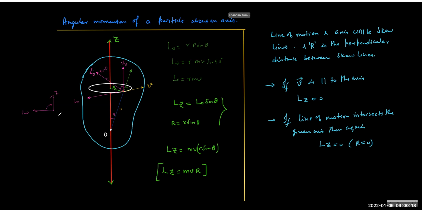So any component of velocity which is parallel to the axis will contribute nothing. So we always take the component which is in a plane perpendicular to the axis. That is a core takeaway in this discussion, that angular momentum about an axis is basically, I'm just removing it not to confuse you.